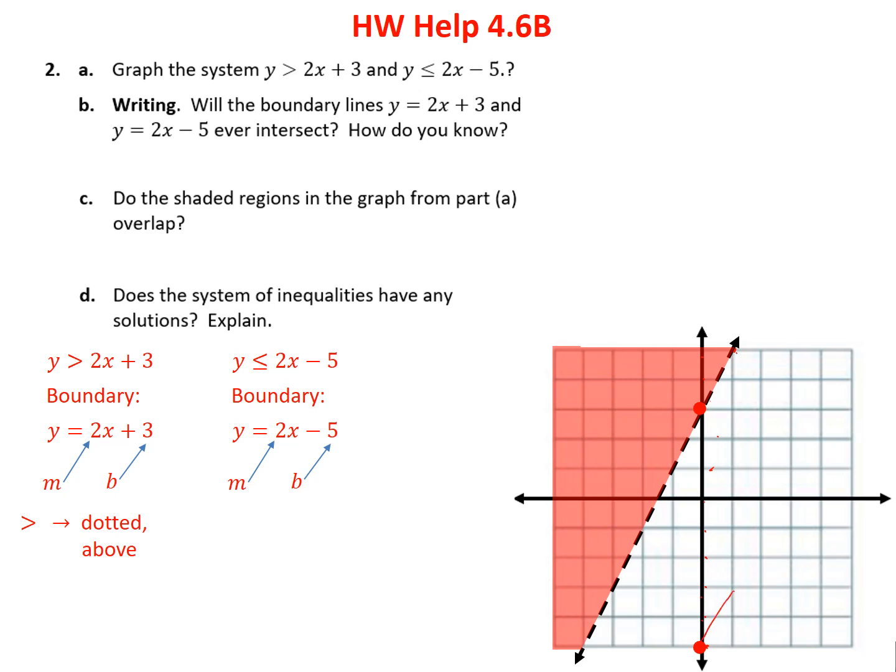But I need to check and see what kind of line we have. Less than or equal means the equal part is going to be a solid line, like that. And the less than means I graph below. So that's what my graph looks like.